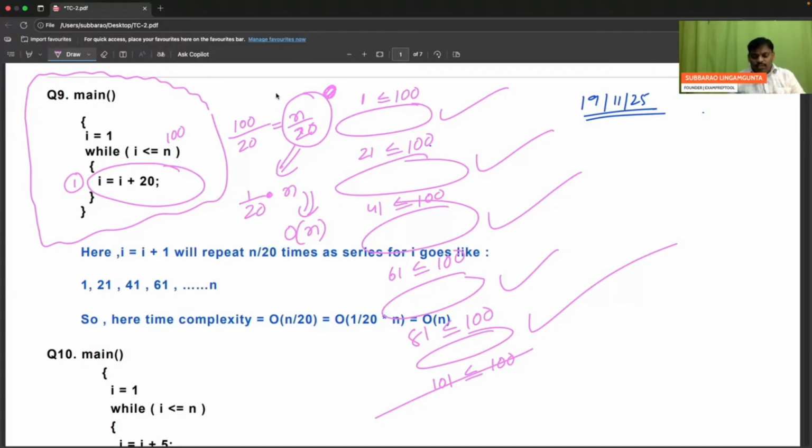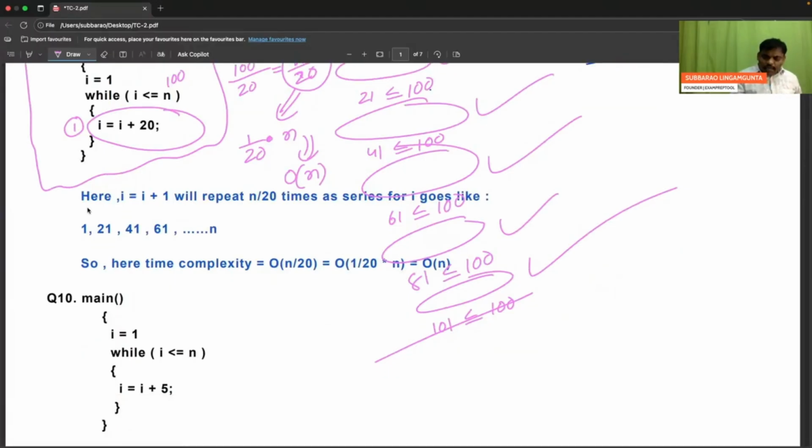So the time complexity of this, remember, time complexity means loop only. If no loop is there, time complexity is big O of 1. If a loop is there, next question: that loop runs how many times? If n value is 100, this loop runs n by 20 times. If n value is 500, 500 by 20 times. If n value is n, n by 20 times. So time complexity of this program is n by 20, which is nothing but big O of n, omega of n, theta of n.